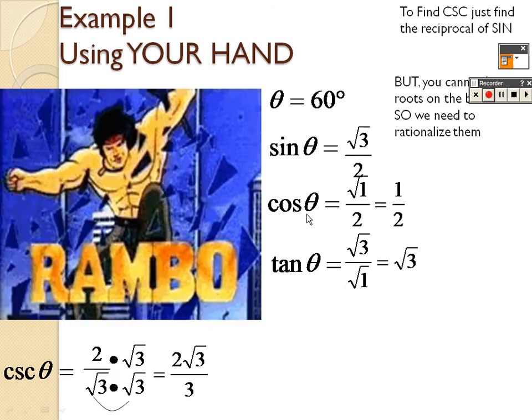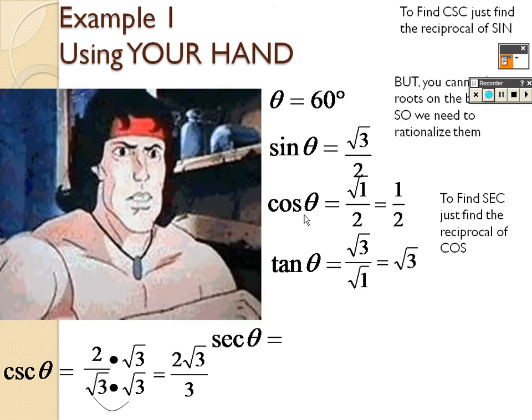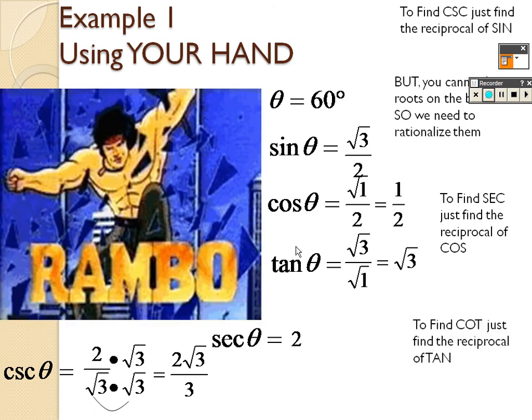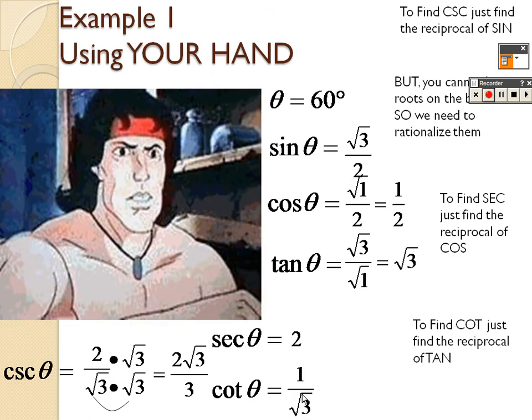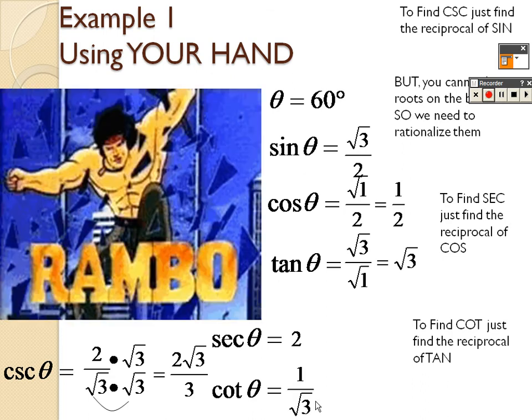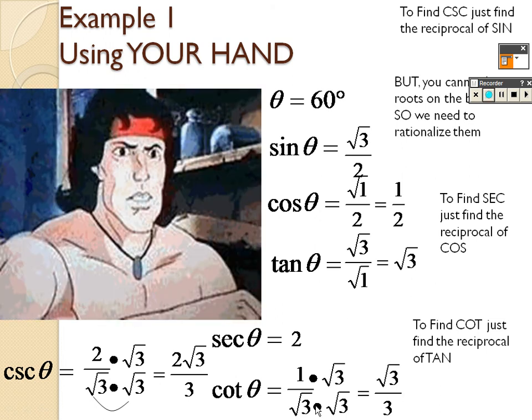Cosine of theta. The reciprocal of that would be secant. So to find secant, I just flip it. So that's 2 over 1, which is 2. And tangent. Tangent was root 3 over root 1. So if you flip it, you end up getting 1 over root 3. But remember, you can't have a root in the bottom, so let's rationalize it. So I multiply by root 3 on both the top and the bottom, so you get root 3 over 3. And there are all 6 of them done.